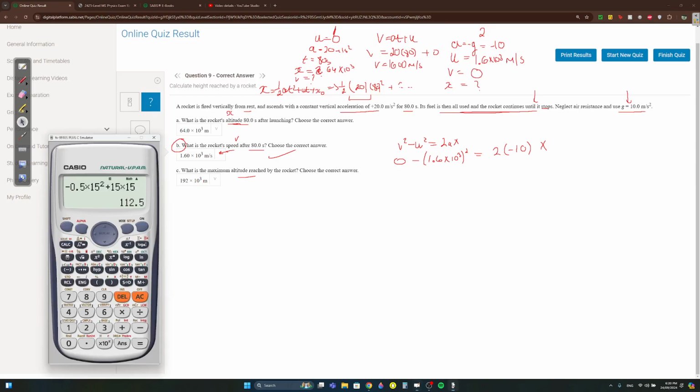Put it in your calculator, and I want to see if what I'm doing is correct. You're going to take this 2 times negative 10, take negative 20 to the other side and divide by negative 20. So you're going to get negative 1.6 times 10 to the power of 3 squared over negative 20. 128,000. Isn't this 192,000? The maximum altitude, we already reached 64 times 10 to the power of 3. So you're going to add 64 times 10 to the power of 3. 192,000.